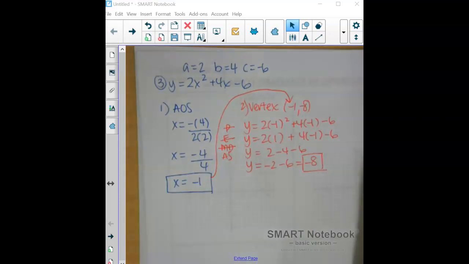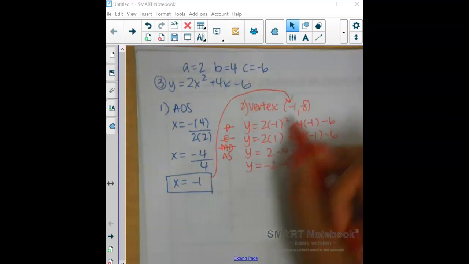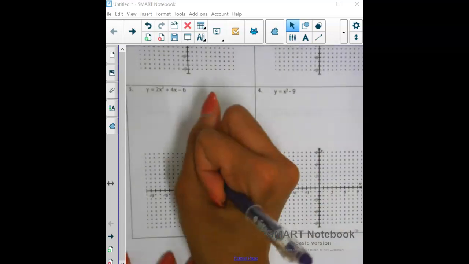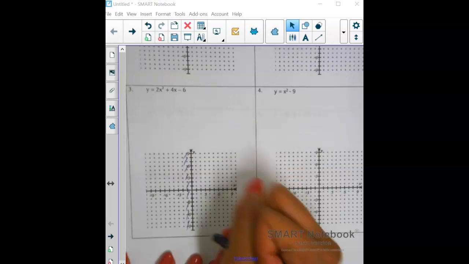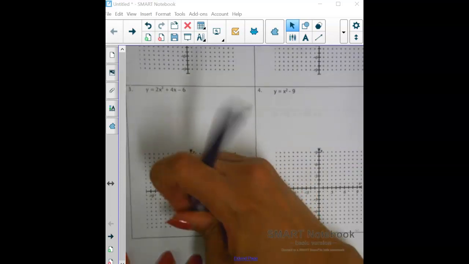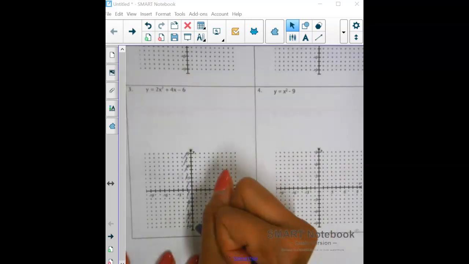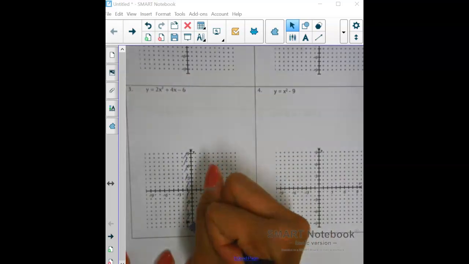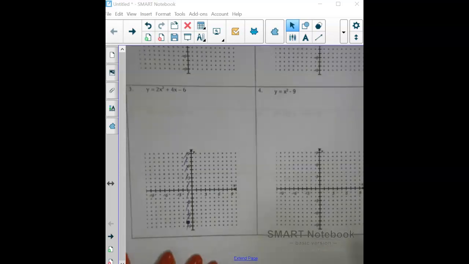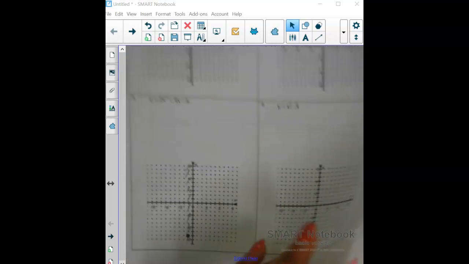So let me plot the things that I have so far. I have my vertex and I have my axis of symmetry. So on the front side of this page, just really quickly, I'm going to plot that. So we're going to start with negative 1, which is here. And I'm going to plot the point 1, negative, that's 7. 1, negative 8, which is here. Make sure as you're writing this stuff out, go ahead and plot the points.